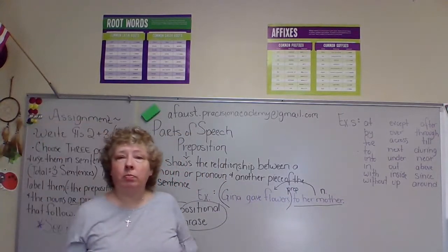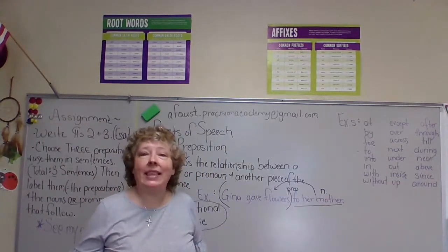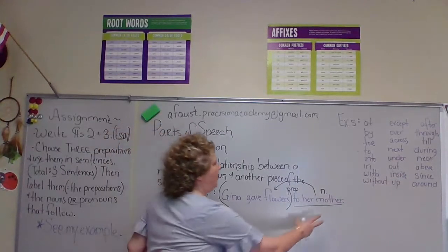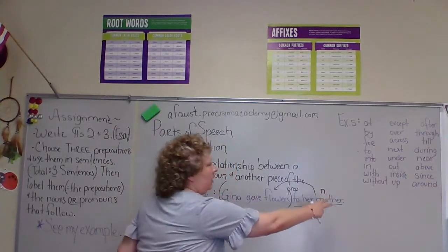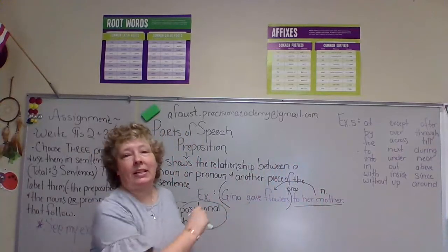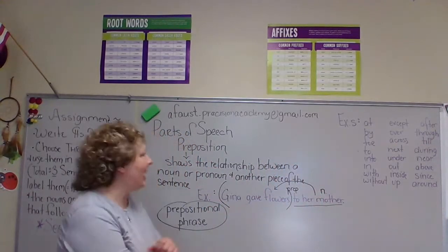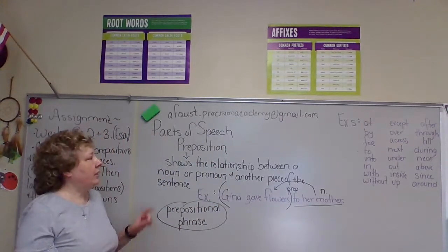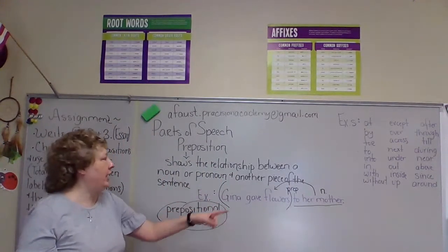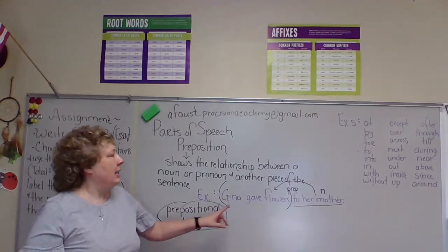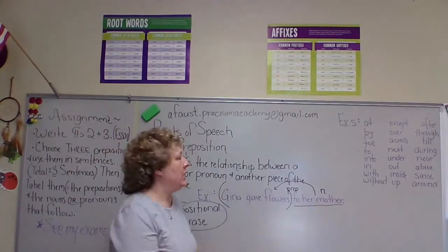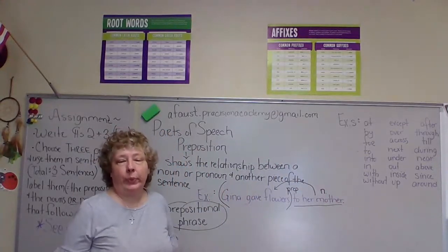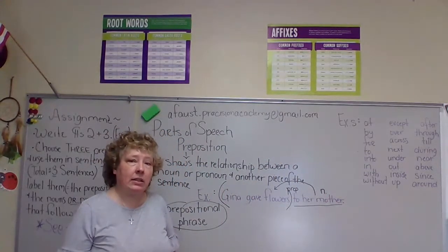Gave flowers to whom? Mother. That's the relationship. Okay? So your prepositional phrase goes back to that piece of the sentence. That's what this definition is telling you. The relationship between a noun or pronoun and another piece of the sentence. Gave flowers to her mother. This goes to here. Okay? Does that make sense?